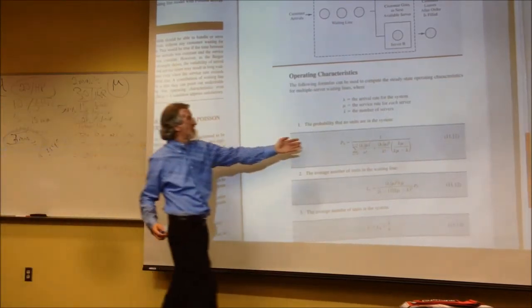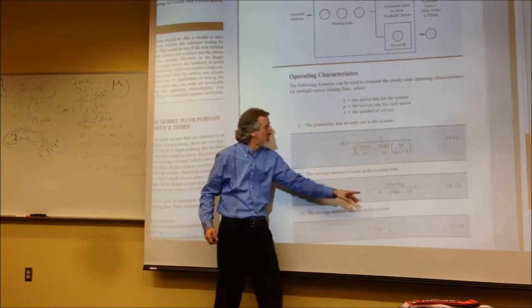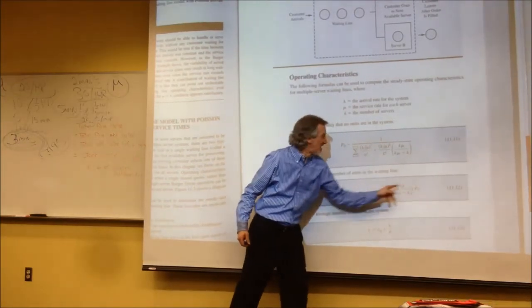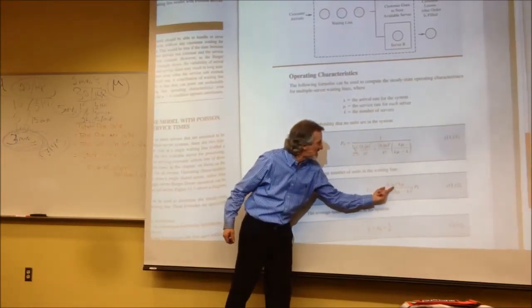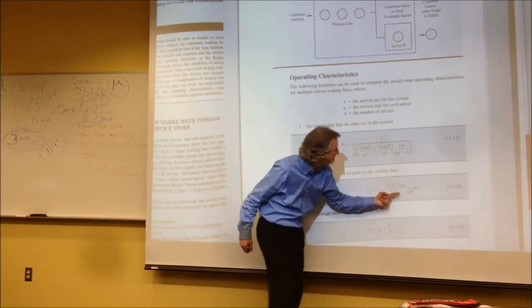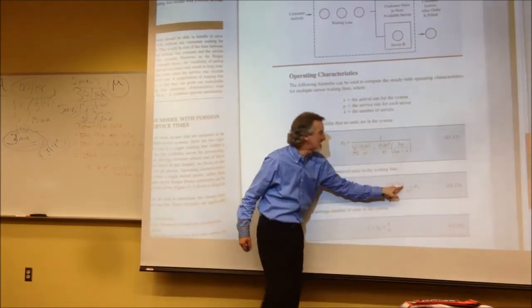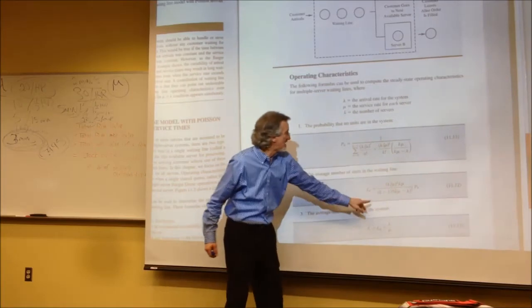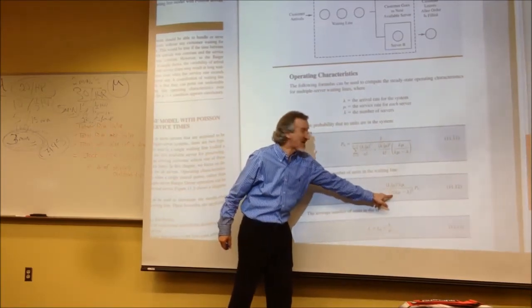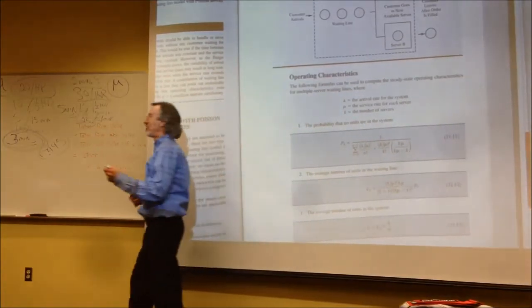So you look on that chart, you get your probability of no units in the system, you plug that in right there, and then here is just arrival rate divided by service rate to the power of however many channels, times the arrival rate times the service rate. The bottom is number of channels minus 1 factorial. Better review factorial.